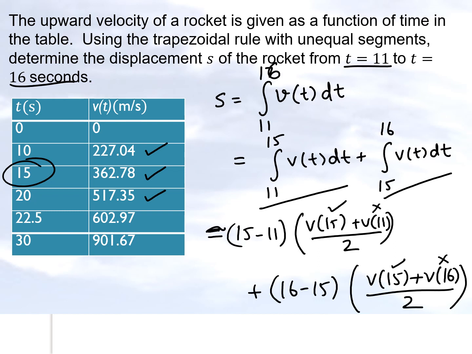So we have to somehow find out what these approximate values of velocity are, 11 and 16, to be able to move forward. And what we can do is, since the trapezoidal rule of unequal segments is dependent on saying that, hey, we're going to draw straight lines going from one segment to another, the best thing to do in order to find these velocities which are not given to us is to simply use the straight line approximation, or what we may call linear interpolation.